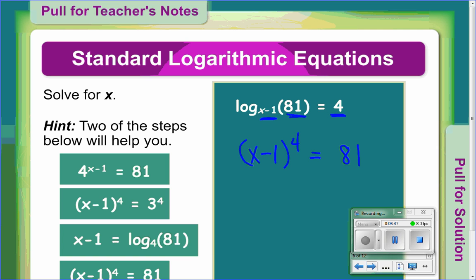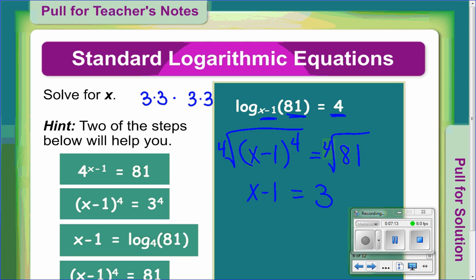Okay, so we know 3 times 3 gives us 9, and 9 times 9 gives us 81, right? So 3 times itself 4 times gives us 81. So we're taking the fourth root of both sides, and we'll get x minus 1 equals 3. That's the fourth root of 81, or 3 times itself 4 times gives us 81.